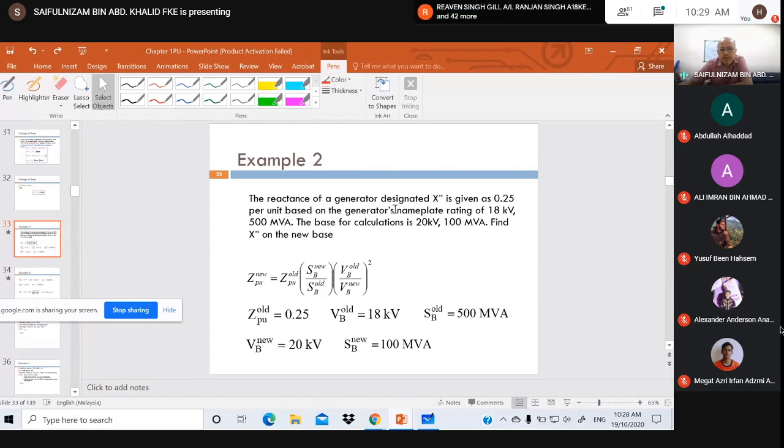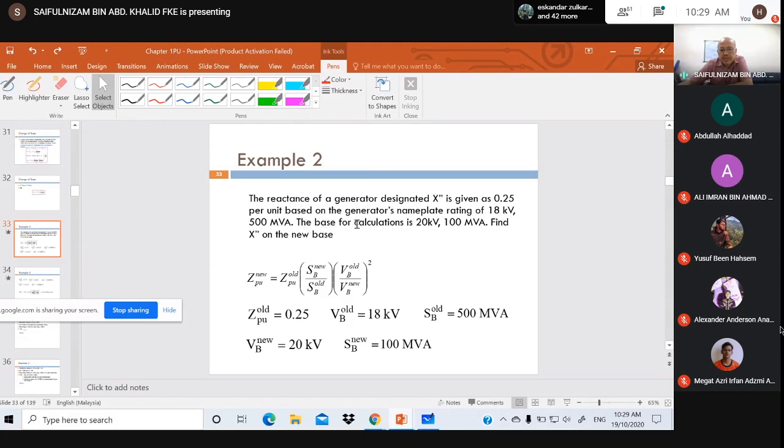Based on the generator nameplate rating. See, this is the old value. The nameplate value is the old base value. The voltage of the generator is 18 kV. This is the base value, or old value, old base value with 500 MVA. This one is also an old value from the nameplate of the generator. So this is S base old, 500 MVA. So this is the V base old.